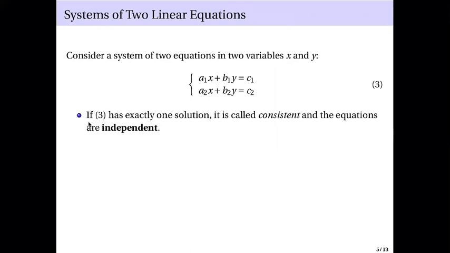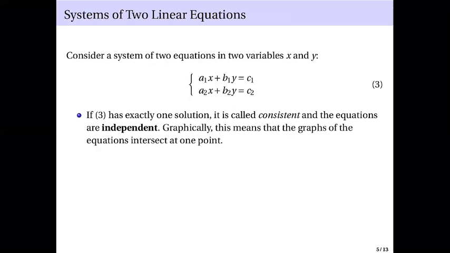Now, there's a possibility that this system has exactly one solution. It is called consistent and the equations are said to be independent. So if there is exactly one solution for this system, it's called consistent and the equations are said to be independent. Graphically, this means that the graphs of the equations intersect at one point.